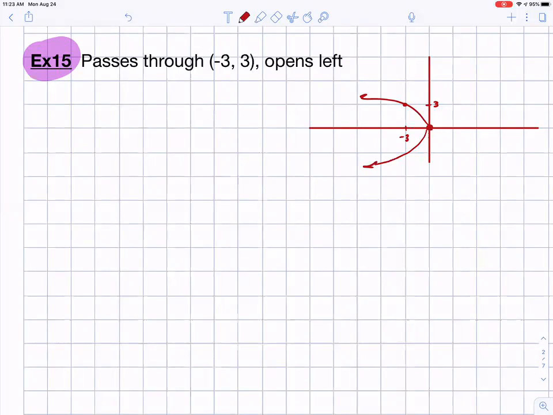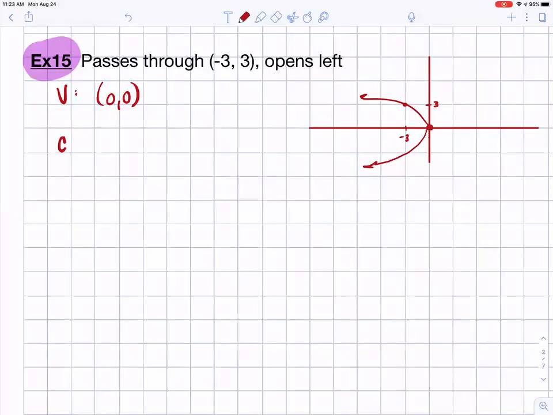H, K, and C. Do I have any of those? Good, yeah, I have H and K, so I know that my vertex is at 0, 0. Now I just have to have my C value. I don't have that. Can you think back with me to last week?